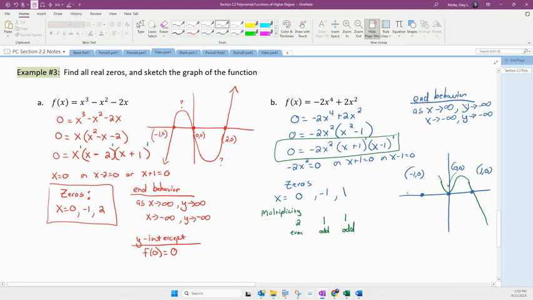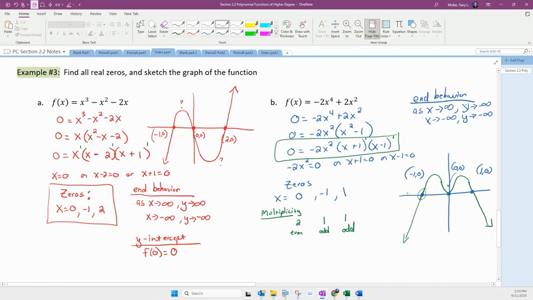Then we're back down here for this 0, and this one again is x to the first power, so that's going to act linear and pass right through it. And I'm going to go down. I'm not saying it is linear here, but I'm saying just as if it was linear right here, it's going straight through. And so now everything fits.